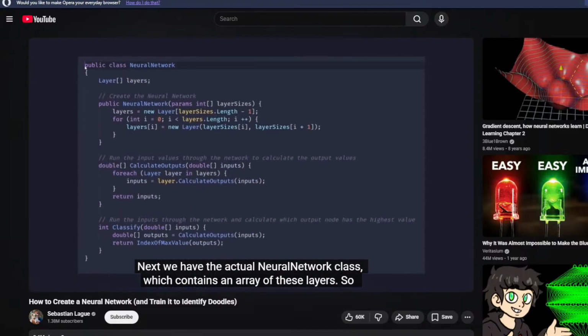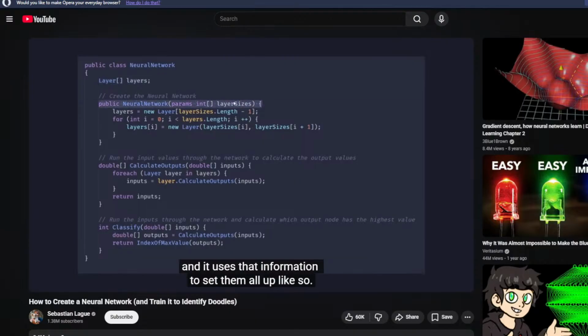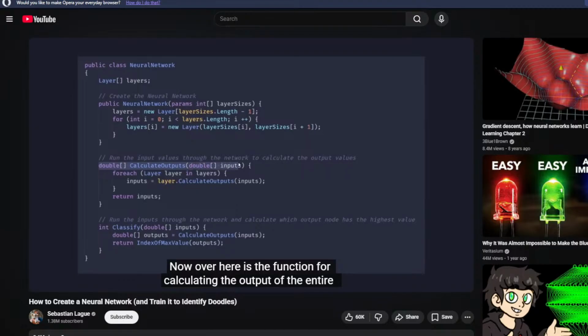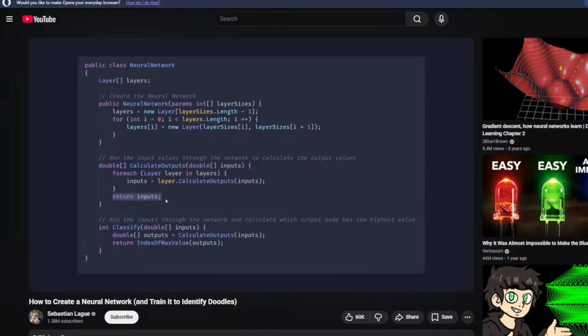Next, we have the actual neural network class, which contains an array of these layers. So when a network is created, it needs to be told how many nodes there should be in each layer, and it uses that information to set them all up, like so. Now, over here is the function for calculating the output of the entire network, and all this does is loop through all the layers, calculating the output of each layer, and using that as the input to the next layer. So once these inputs have been fed through the entire network, they've become the outputs.